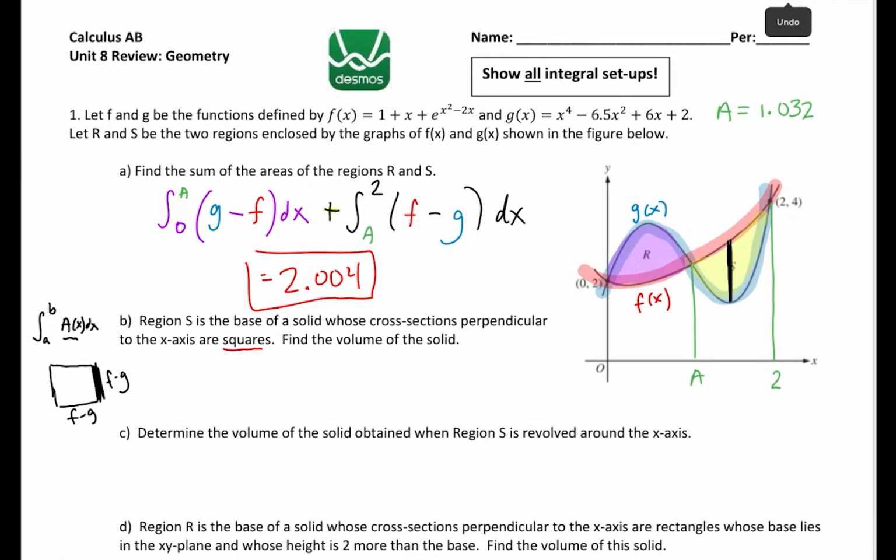Now the way that we find area is by doing base times height, or when it's a square, both of those bases are the same. So it's just f minus g times f minus g. So our integral, our setup, will be the integral from A to 2. We already defined A, right? That's this value, 1.032, of, okay, the formula for area here is f minus g, that's the side length, squared. Okay, dx. Let's make that d look a little bit more like a d.